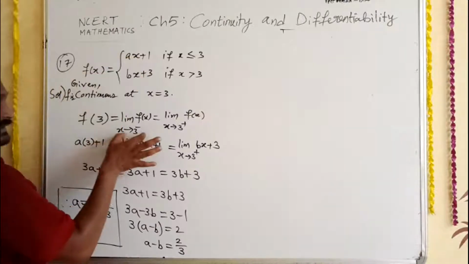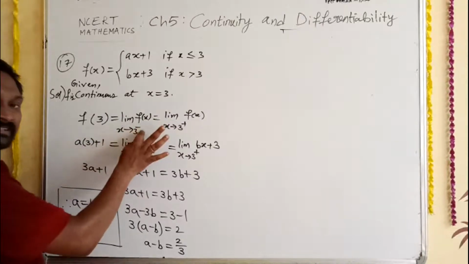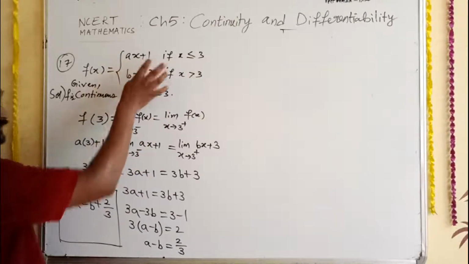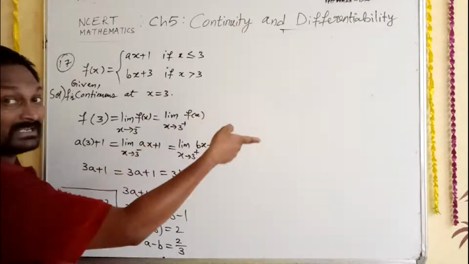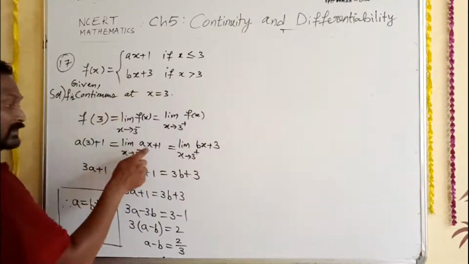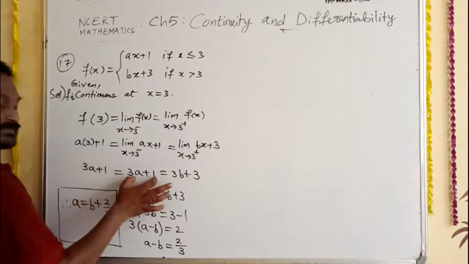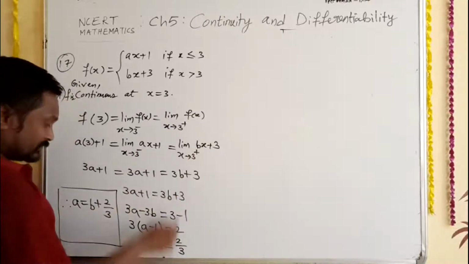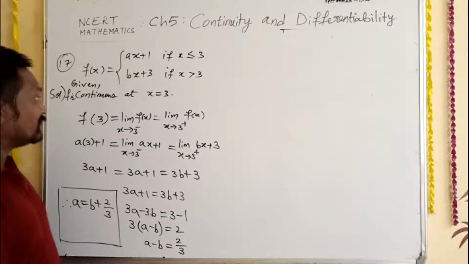Next, limit x tends to 3 minus f of x. Whenever the minus symbol is there, we can say x is less than 3. For less than 3, what is your function? ax plus 1. So again ax plus 1 is written. Plus means greater than 3, and for greater than 3 the function is bx plus 3. So now 3a plus 1 is there, and here 3b plus 3. 3a plus 1 appears twice, only one time is needed, and that is equal to 3b plus 3. When you simplify it, you get the required relationship. Clear now? So that is about your problem number 17.